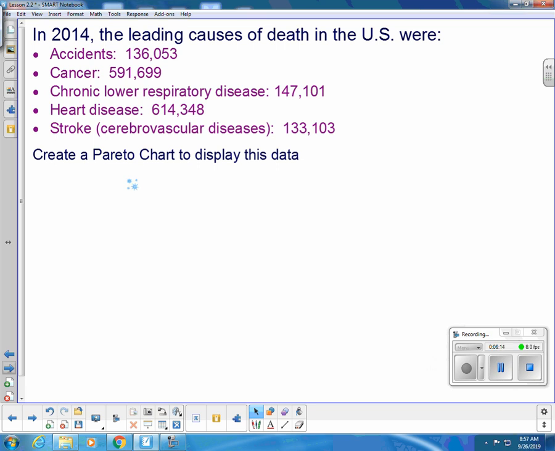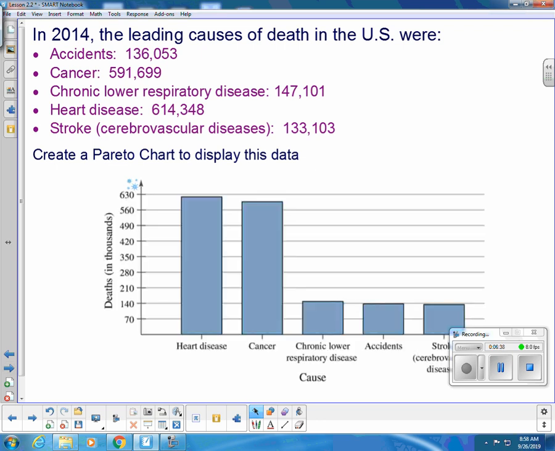So we have in 2014 the leading causes of death in the U.S. were accidents, cancer, chronic lower respiratory disease, heart disease, and stroke. So the Pareto chart would start with heart disease because it's the highest frequency. Then it would go to cancer, then to chronic lower respiratory disease, accidents, and then ending with stroke. So that's what it would kind of look like.